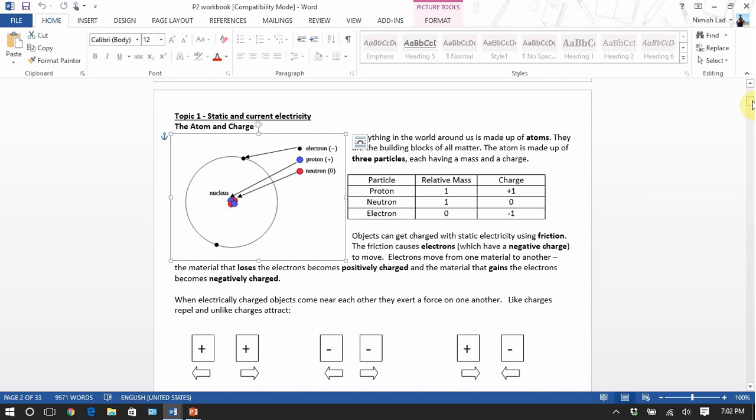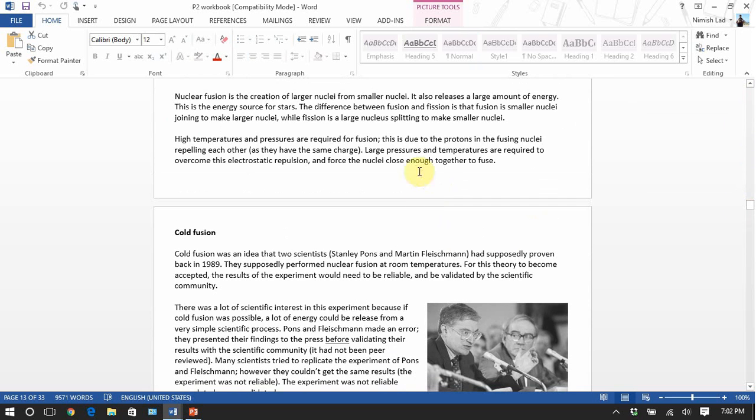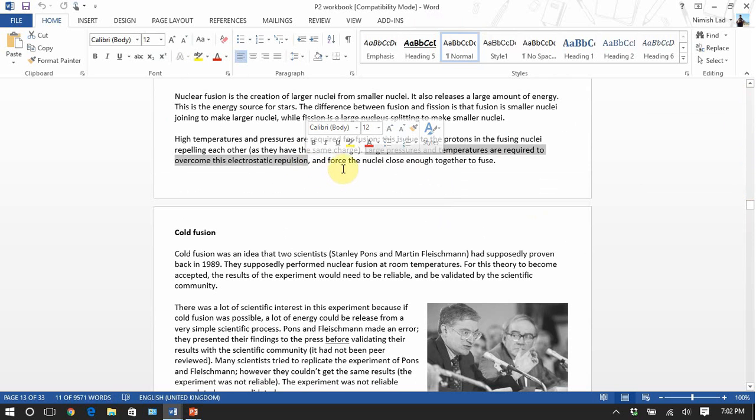So in fusion, what happens is you need high temperatures and high pressures to actually be able to overcome that. So large pressures and temperatures are required to overcome electrostatic repulsion. That's a real key sentence to understand, because we're trying to force 2 nuclei together. That generally gains you 1 or 2 marks in the exam whenever they ask about why large pressures or large temperatures are required, or what the conditions for fusion are. So make sure you understand the conditions for fusion: high pressure, high temperature to overcome electrostatic repulsion.